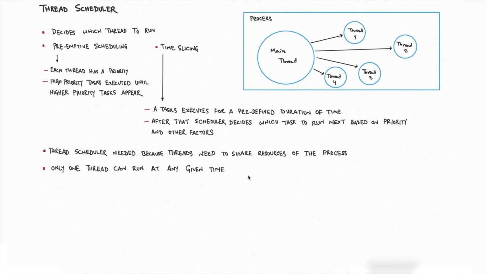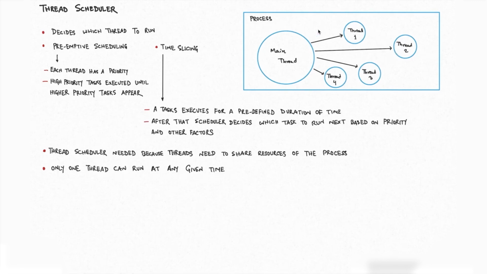The question now is, why do we need a thread scheduler? This is because for any process, only one thread runs at a time, and it is very important to remember. Only one thread runs at any one given time. Why is that? That is because all these threads are sharing the resources that are given to the process.